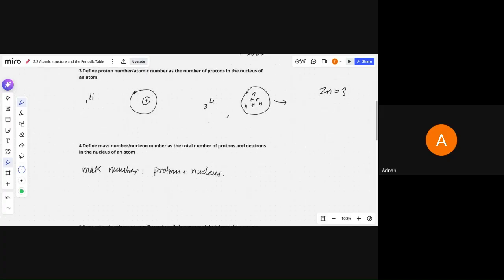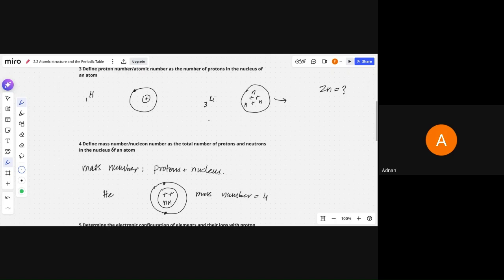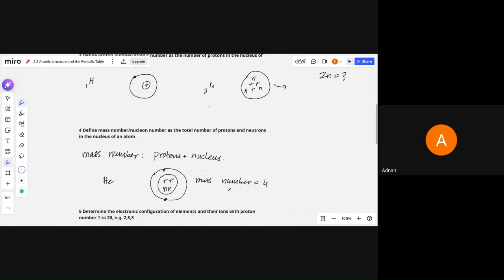So for example, for lithium, what will be the mass number? It has 3 protons and 3 neutrons. So yes, that's right, the mass number will be 6. Again, for a helium atom, where we have 2 protons and 2 neutrons in the nucleus, and 2 electrons in the first shell, the mass number for helium will be 4, because 2 protons plus 2 neutrons gives 4. So whatever is in the nucleus, you just have to add it up to get the mass number.